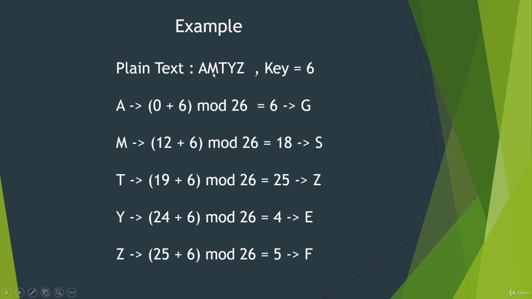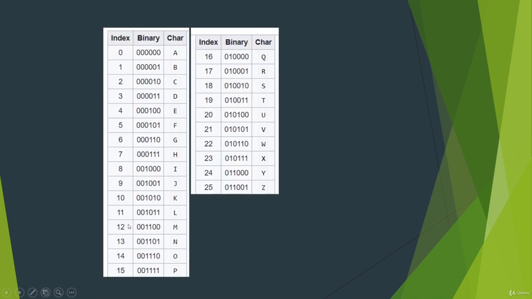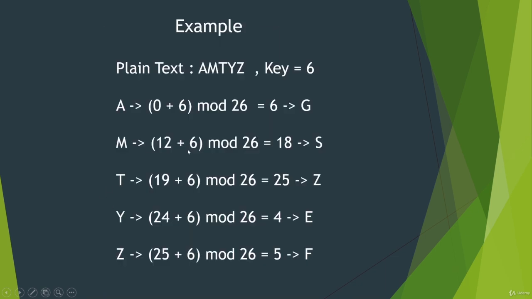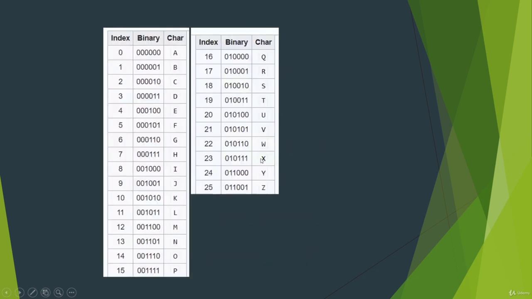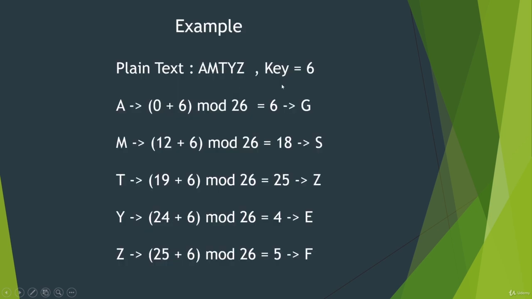In the same way, you take M. The value of M is 12, and then you add 6, which gives 18, and then modular 26. Since it's less than 26, 26 goes into 18 zero times and leaves the remainder 18. So the answer is 18, and if you look at the table, the value 18 is S. So you write it down. Instead of M, you are keeping S. In the same way, you can do every other letter.